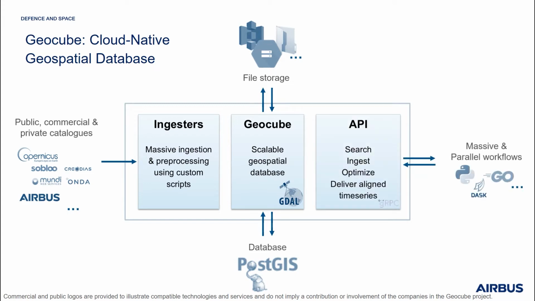Finally, an API is available to search images, optimize the database, ingest new images, and deliver aligned time series for massive and parallel workflows in standard languages such as Python or Golang, and parallel computing libraries such as Dask.